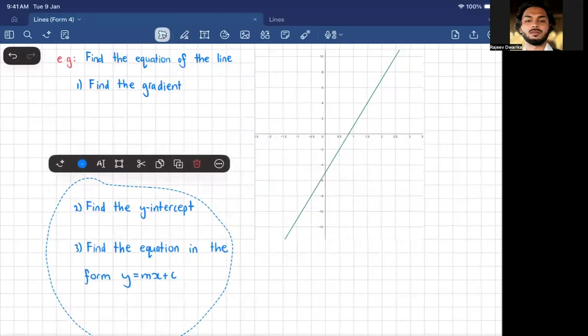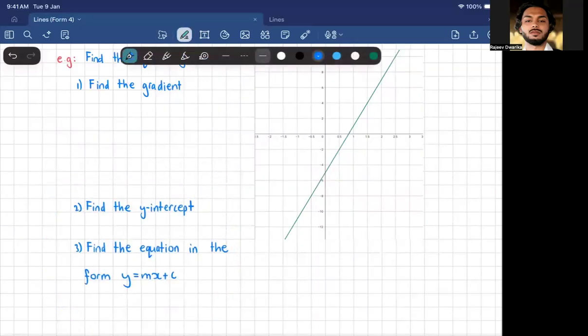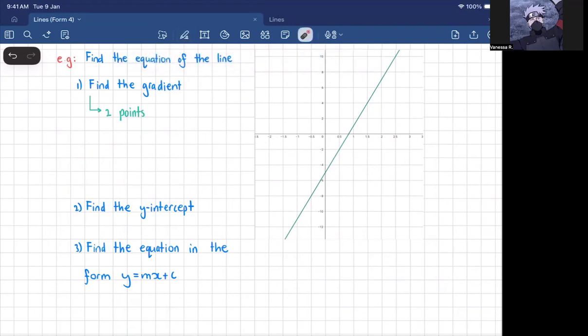Right. So Ria, when you want to find the gradient, how many points do you need to find the gradient? How many points do you need? 2. Right. Vanessa, do you remember that? If you want to find the gradient, you need 2 points. Now, could I just pick any 2 points, or must the 2 points be on the line?